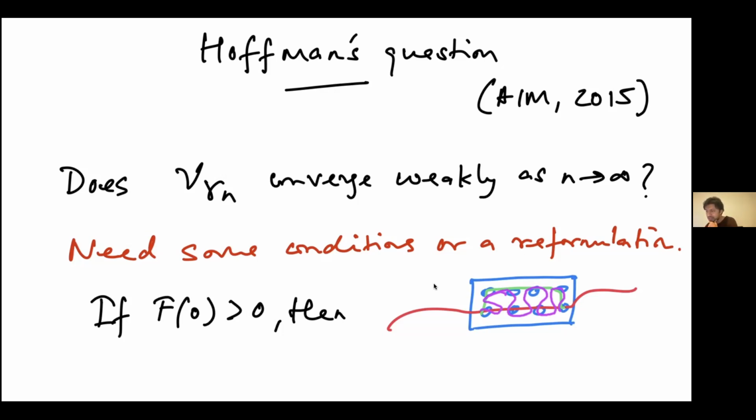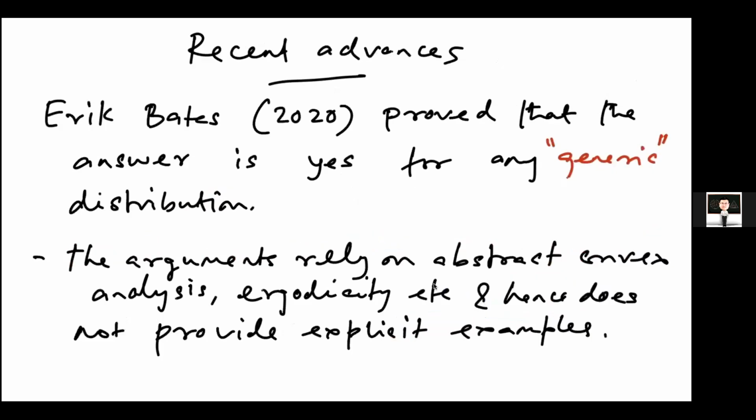This was formulated and answered in a very interesting paper by Eric Bates, who proved that the answer to this question is yes for any generic distribution. Some of the arguments were very abstract and relied on convex analysis, ergodicity, etc. So it does not provide any explicit example of an edge weight distribution for which the answer to Hoffman's question is yes, but it says that if you look at the class of all distributions, it's true for most of the distributions in some density sense. Okay, so this was a paper that came out last year.